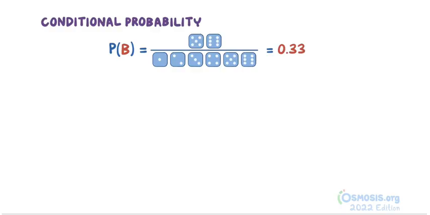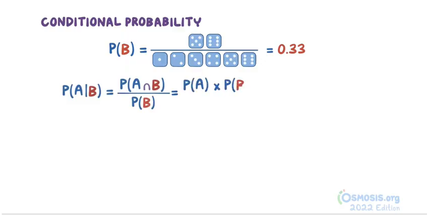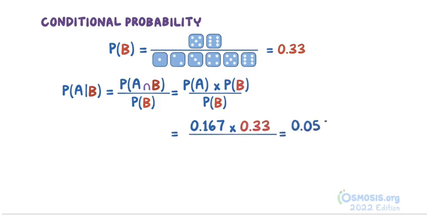Now that you have both the probabilities for event A and event B, you can plug them into the conditional probability equation. To find the probability of events A and B, use the multiplication rule. So 0.167 times 0.33 is 0.055. Then divide 0.055 by the probability of event B, or 0.33, to get 0.167.